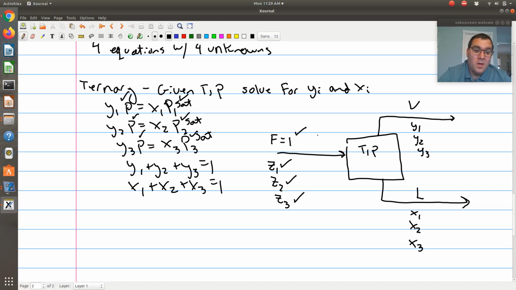Now that we drew the schematic, if I have a ternary system, how many independent mole balances can I write? 3. And you can write any 3 you want.